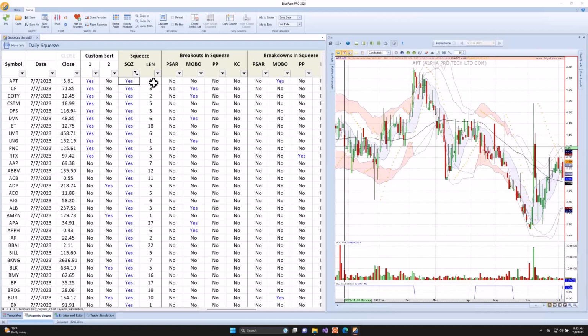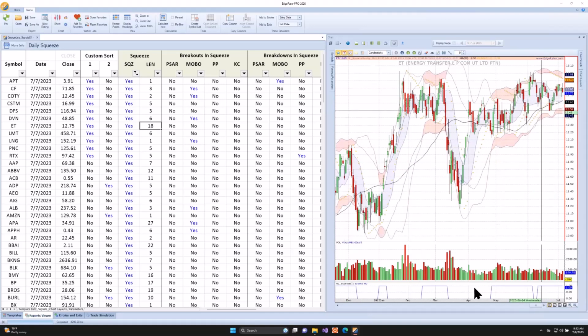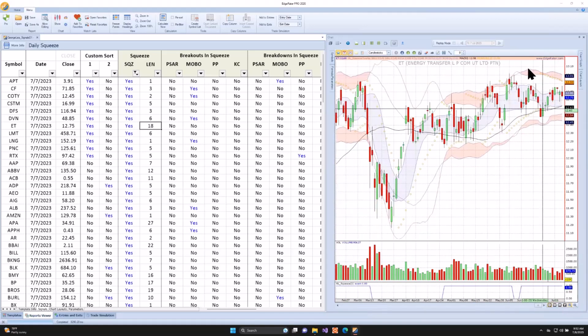Technically it's in a squeeze, but the duration of the squeeze has a lot to do with moves out of the squeeze. So for instance, here, this is a stock that's been in a squeeze for 18 days. And you can see that the chart that's associated with this template has got the salmon colored bars here. It's got Keltner channel and Bollinger Bands here. Whenever the Bollinger Bands are inside the Keltner channels, it's colored in this salmon color. And you can see that's been going on for 18 days.